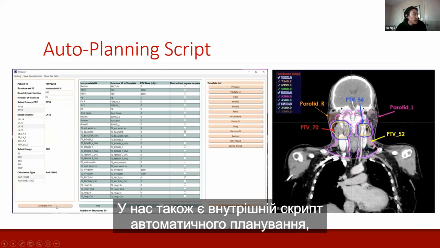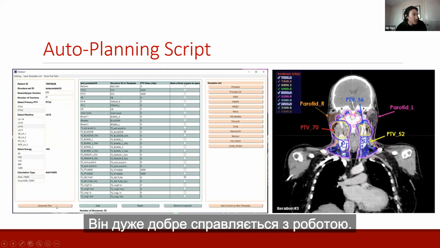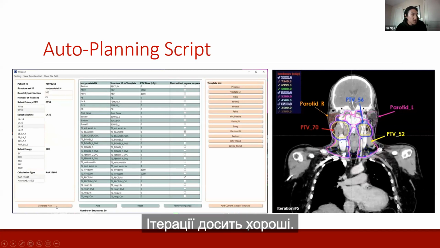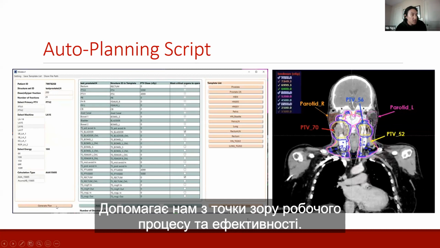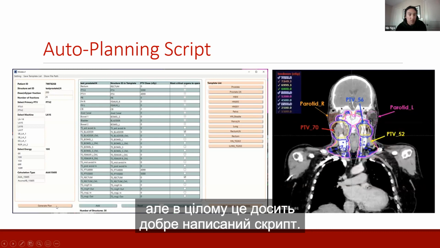So we also have an in-house auto planning script made by one of our physicists here. It does a pretty good job. The iterations are pretty good. It helps us in terms of workflow and efficiency. Sometimes we do have to go back and clean up a little bit, but overall it's a pretty good written script.